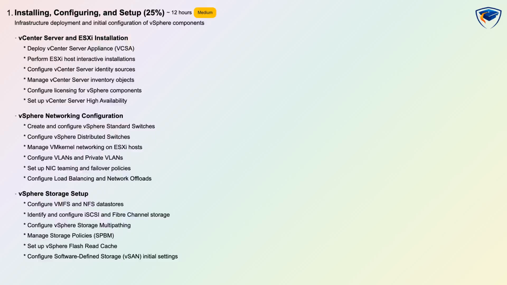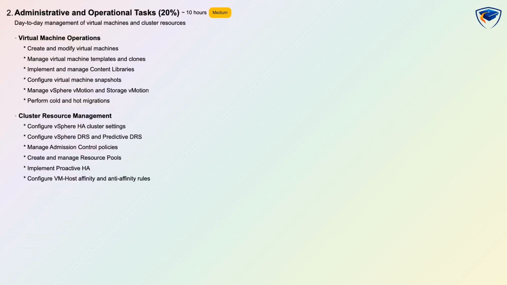vSAN settings. Administrative and operational tasks accounts for 20% and emphasizes day-to-day management of virtual machines and cluster resources. Difficulty is medium with about 10 hours recommended and scenario-based assessments. Expect to practice creating and modifying virtual machines, managing templates, clones and content libraries, configuring snapshots, and performing vMotion and storage vMotion as well as cold and hot migrations.